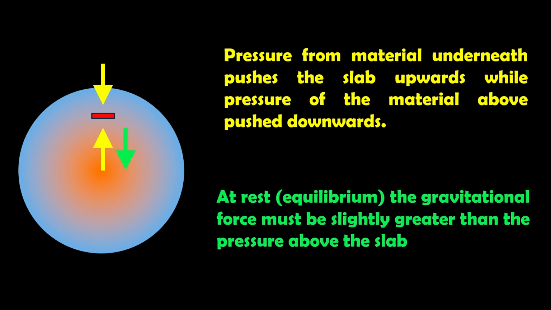So we then have pressure acting on it as well. There's going to be pressure from the material underneath the slab, that will be pushing upwards. You've then got material above the slab which will be pushing downwards. Now, if the slab is at equilibrium, then the gravitational force must be slightly greater than the pressure above the slab. So we're assuming that it's in equilibrium, it's not moving anywhere, and that means this gravitational force is just slightly more than the pressure above the slab.